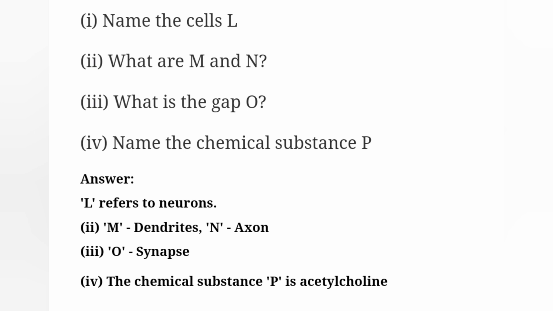For this answer, L refers to neurons. Second point, M and N are dendrites and axon. Then third point, O is synapse. Then fourth, the chemical substance P is acetylcholine.